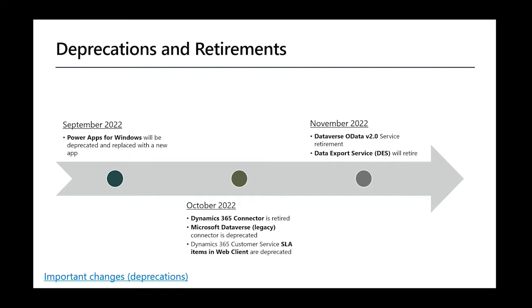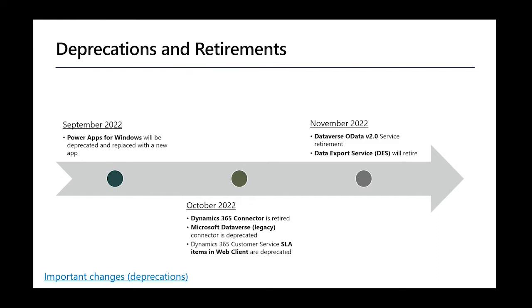Upcoming here in October, there's a couple. The Dynamics 365 connector is going to be retired. So if you're using that, make sure you have a plan in place to use the new connector. And also the Microsoft Dataverse Legacy connector is deprecated in October. For both of those, there's a good article that goes through the different options you have for replacing those. It'll depend on which technology you're using those connectors in, so you'll definitely want to review that if you're using any of those, and that link is on the slide.